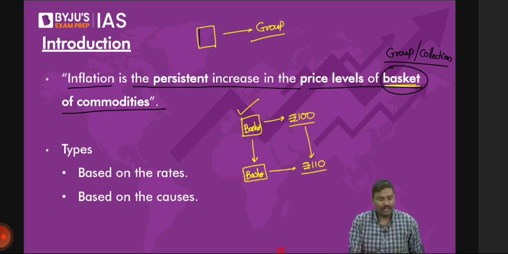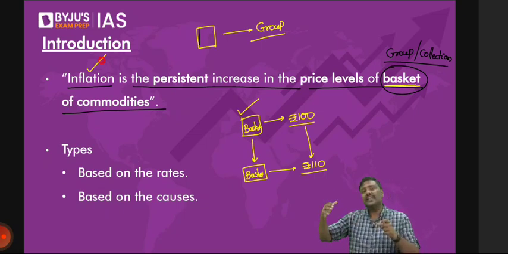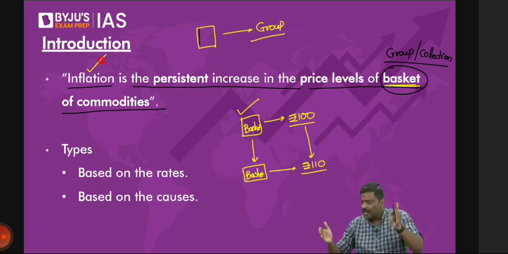Is it okay? Right? Inflation is nothing but persistent. Persistent simply means what? Continuous. Right? Continuously, the prices of a basket of commodities has gone up. That is called as inflation. That concept is referred to as inflation.